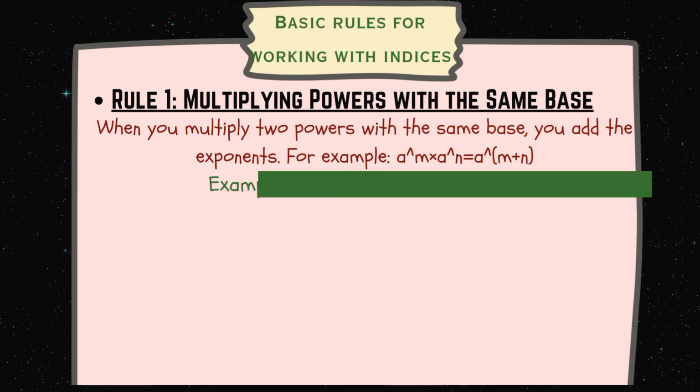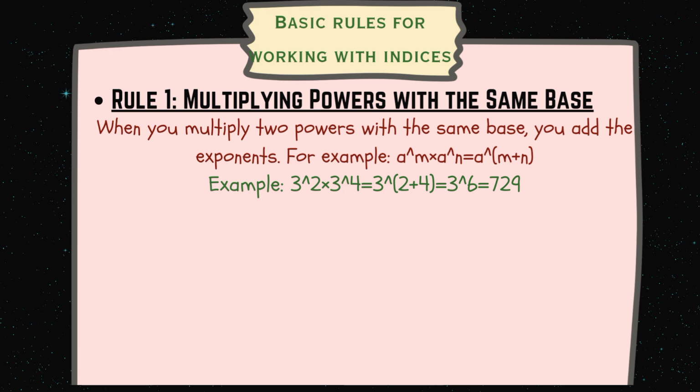For example, we need to find the product of 3 squared into 3 raised to the power of 4. Since they have the same base, that is 3, we can add their powers. This would result in 3 raised to the power of 6, which equals 729.